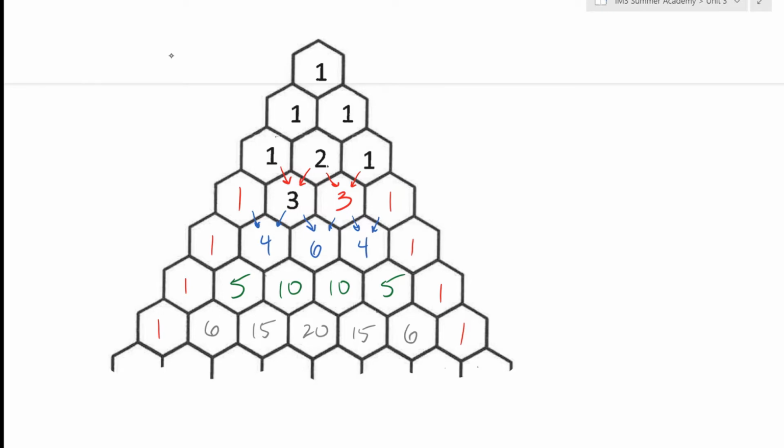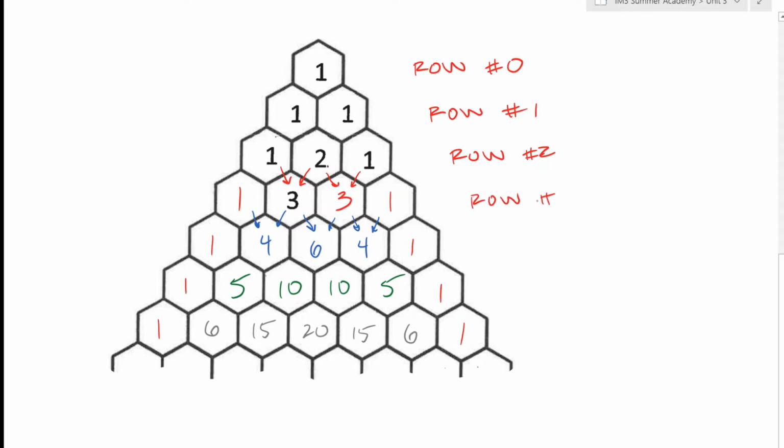And speaking of rows, here's how I'd like you to label it. Alright, so up here, this is row number 0. Row number 1, row number 2. We got to start at 0. Row number 3, number 4, number 5, and number 6. Okay, so here we have our Pascal's triangle up until row number 6, because beyond that we really don't need too much.